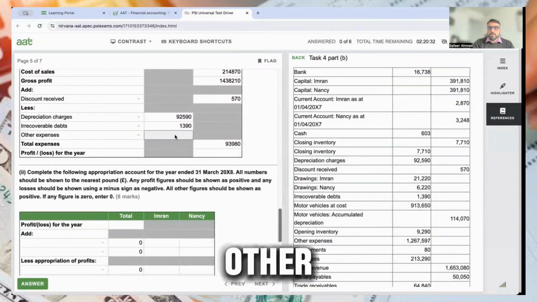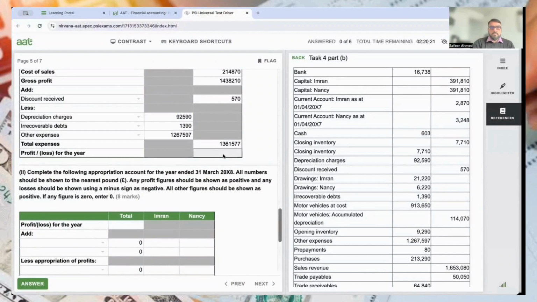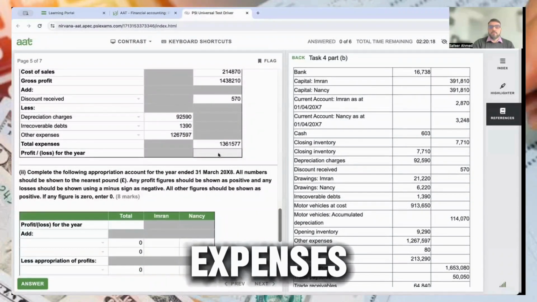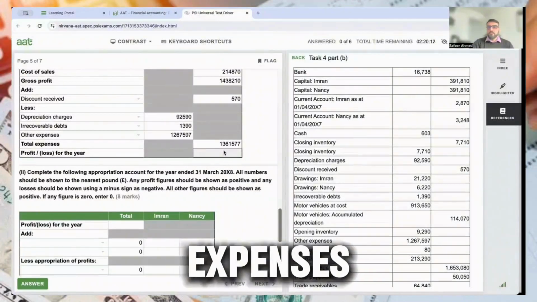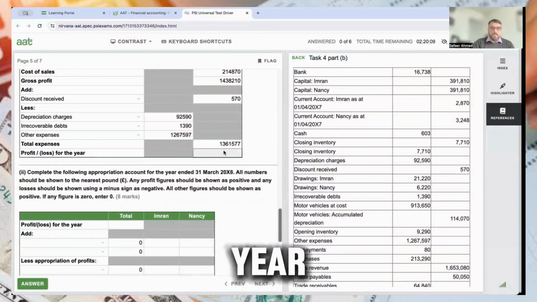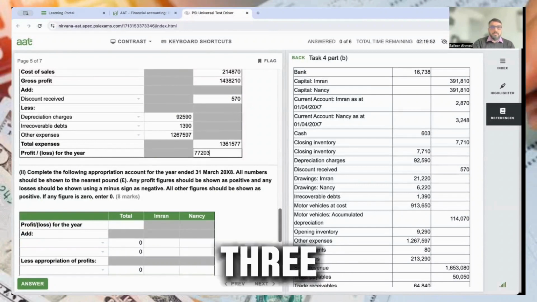And the amount of other expenses is 1267597. And that has given you the total expenses. So all we need to do is gross profit plus other income minus expenses, and it will give us the profit for the year. So 1438210 plus 570 minus 1361577, and which has given me 77203.